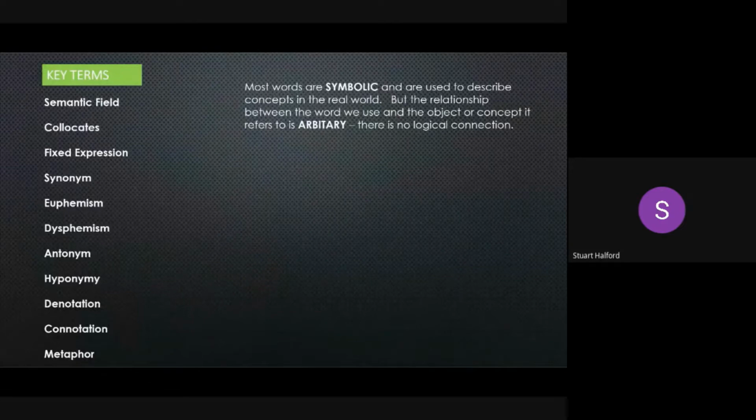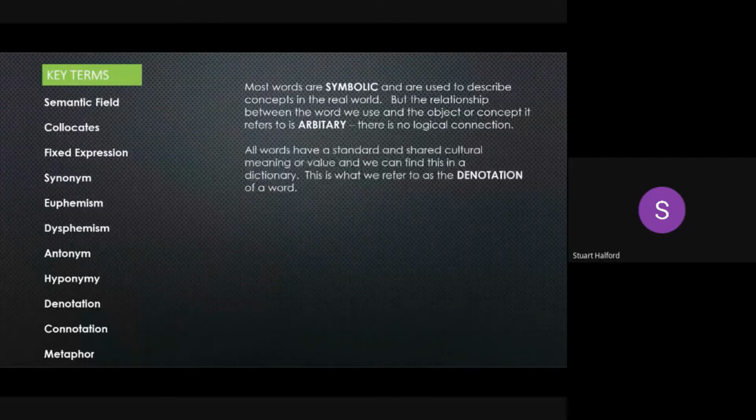So the relationship between a word then that we use for an object or concept and the object it refers to is entirely arbitrary. There's no logical connection. And most of the words that we use in our language, in fact in any language, have a standard or shared cultural meaning that everybody accepts that this word means this particular concept or object. And if you go to the dictionary, that's where you're going to find that standard shared cultural meaning. So this is what we refer to as the denotation of a word.